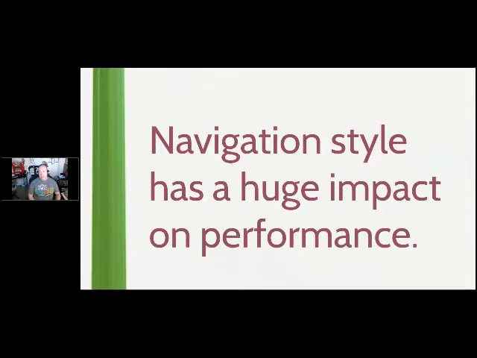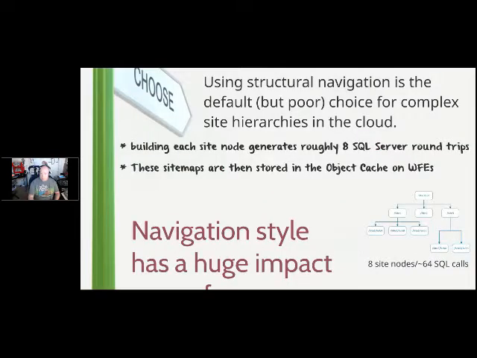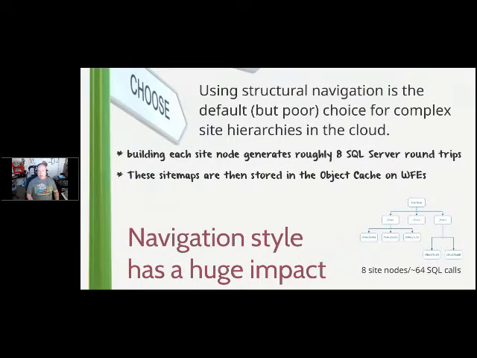Navigation in SharePoint by default is based on structural mechanisms. So every time you need to build a navigational menu, whether that's the global navigation or the quick launch navigation, SharePoint has to build a site map that links each site and subsite to one another so it knows how to present those for navigational purposes. Structural navigation in the online environment is a poor choice because in the on-prem environment, these site maps go into the object cache, so we don't have to keep rebuilding them all the time. Online, they get rebuilt fairly regularly with different users visiting.